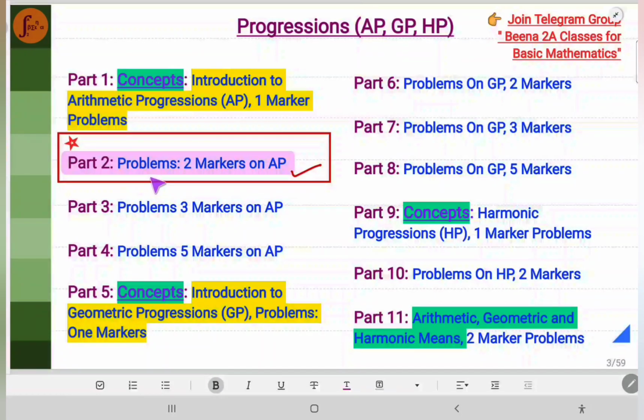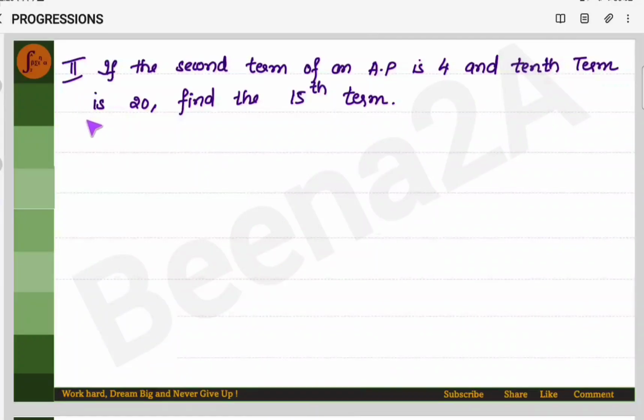Hi everyone. In this video, we'll go through problems related to arithmetic progressions. Let us solve another set of problems which are slightly tricky. Very simple, but slightly tricky, right? If the second term of an arithmetic progression is 4 and the 10th term is 20, find the 15th term.